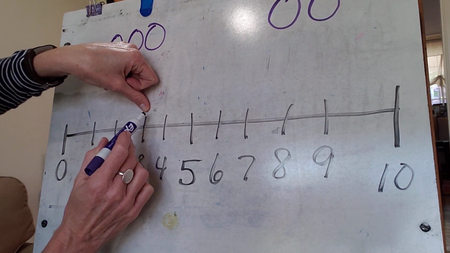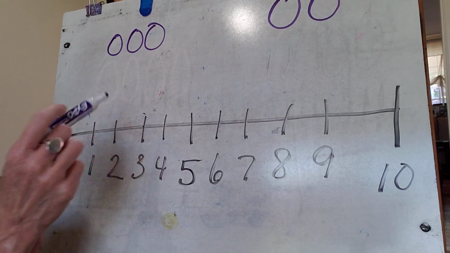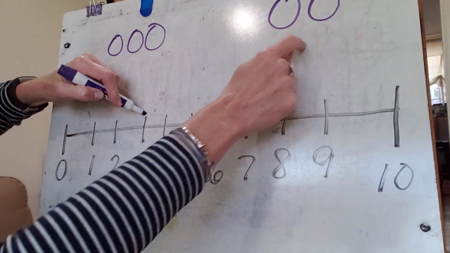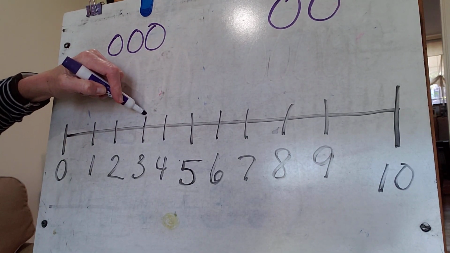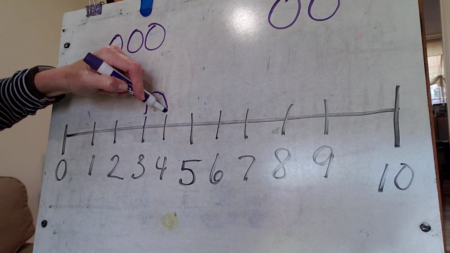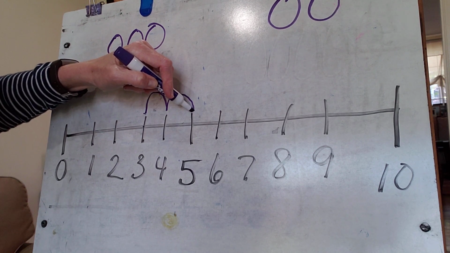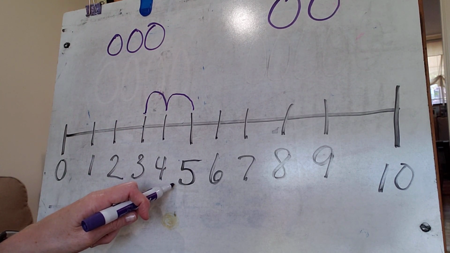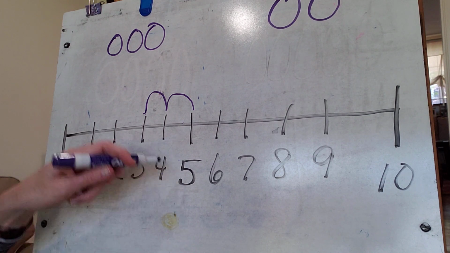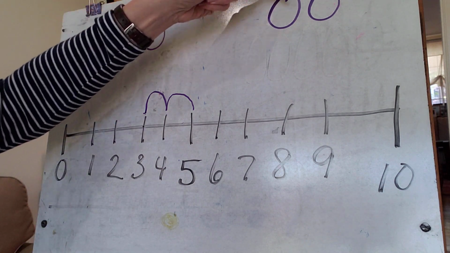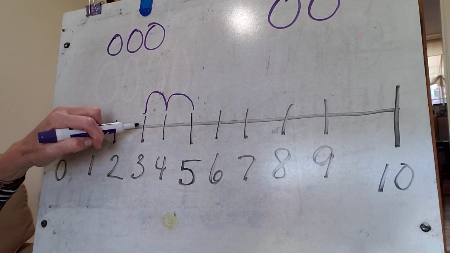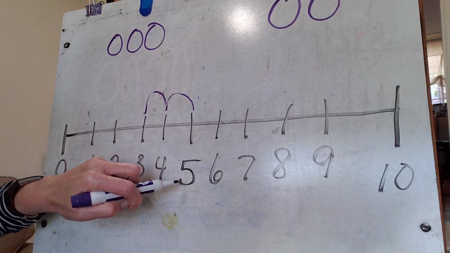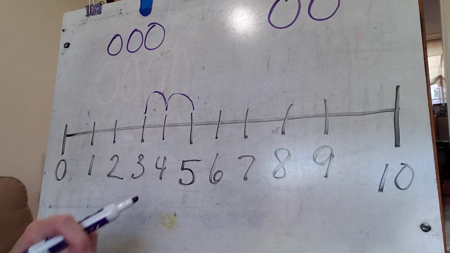So I'm going to start at the 3, and I'm going to use my pencil, okay? And because I have 2 pieces of candy, I'm going to make 2 hops. 1, 2. What number did I land on? I landed on the 5. 1, 2, 3, 4, 5. I start at the 3, 2 hops for my 2 pieces of candy, and I landed on the 5, okay?